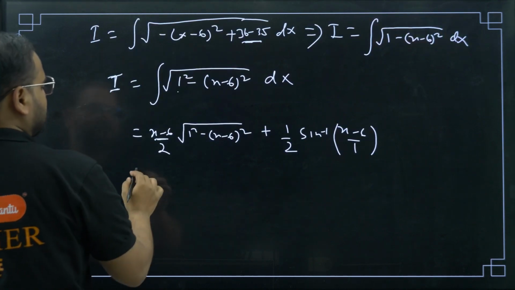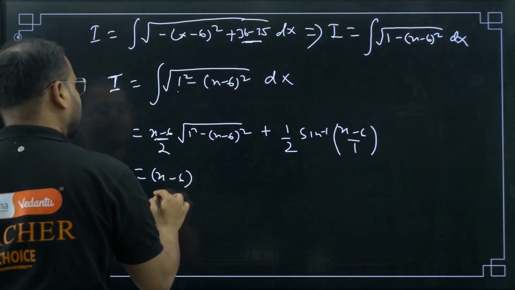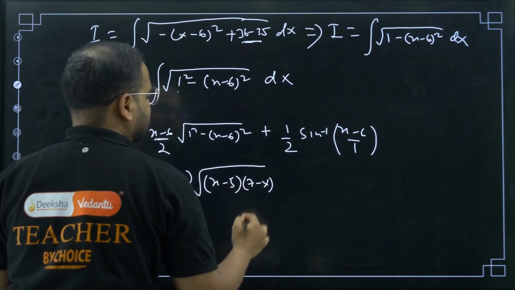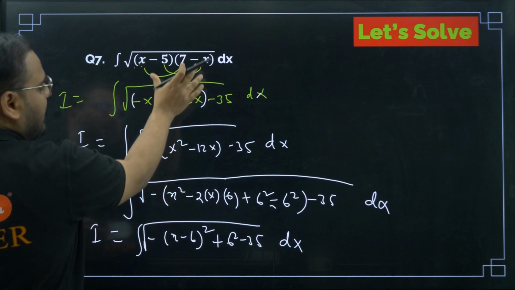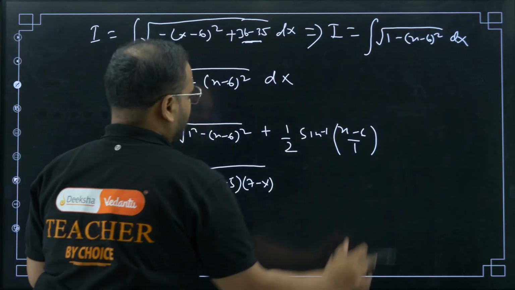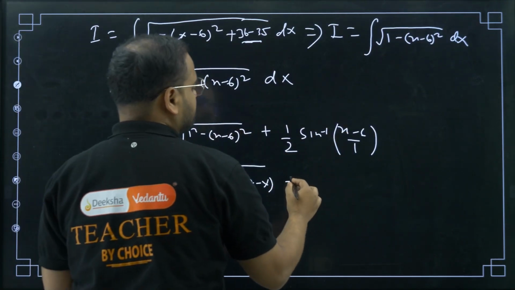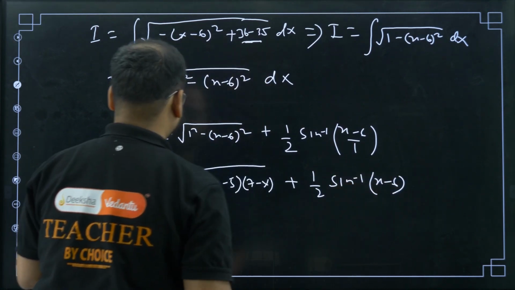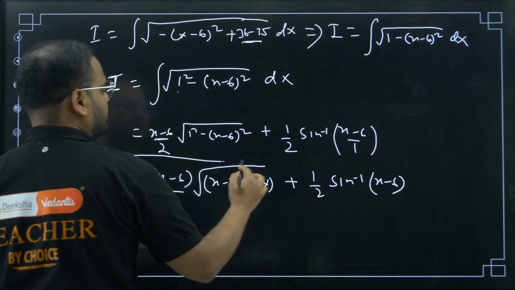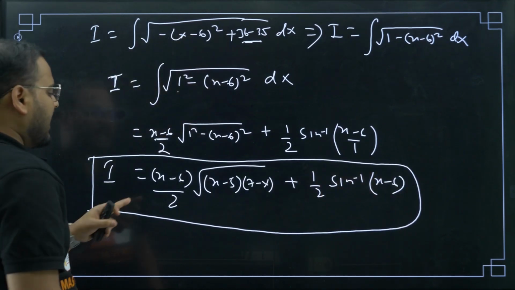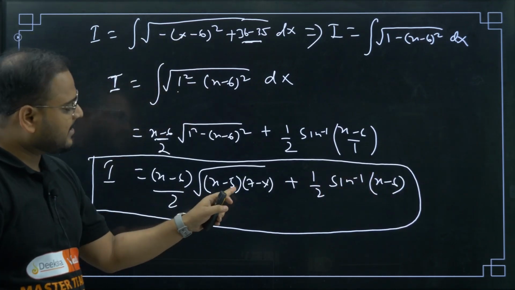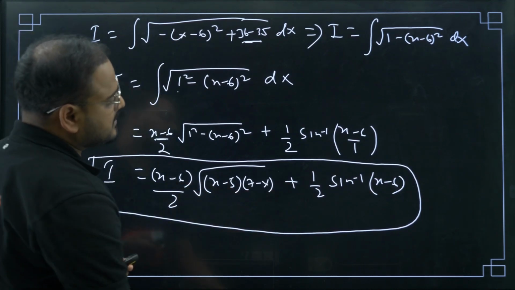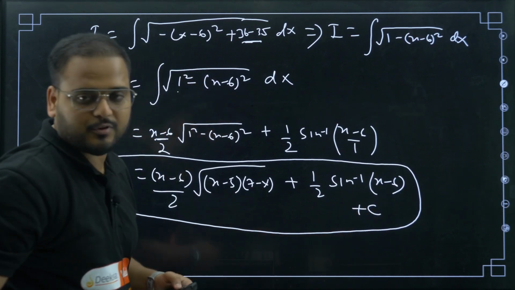So I can write the same thing again for this. I can write this as simply x minus 5 times 7 minus x. Why, sir? Because if you simplify this, you'll get this only, no? So I can write it backwards, right? My answer is this. Please have a look. This is my integration, my final answer: x minus 6 upon 2 root of x minus 5 times 7 minus x plus 1 by 2 sine inverse of x minus 6. So this is your answer. Plus c will come for the constant of integration.